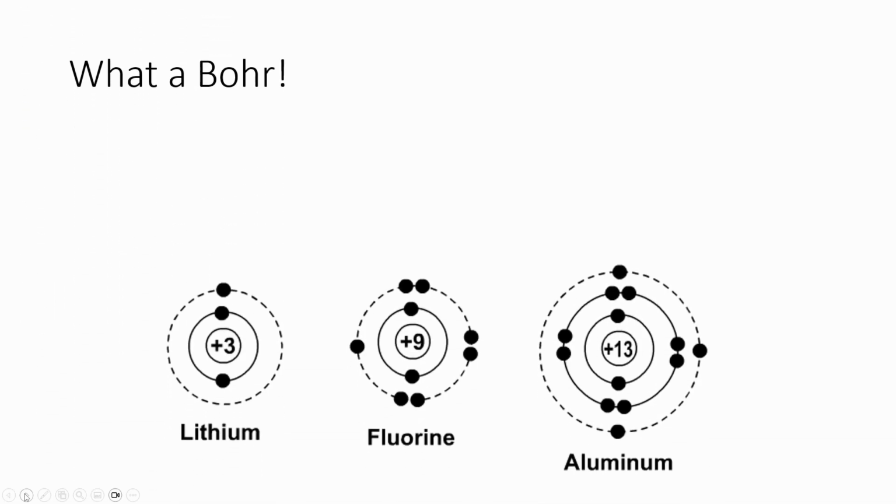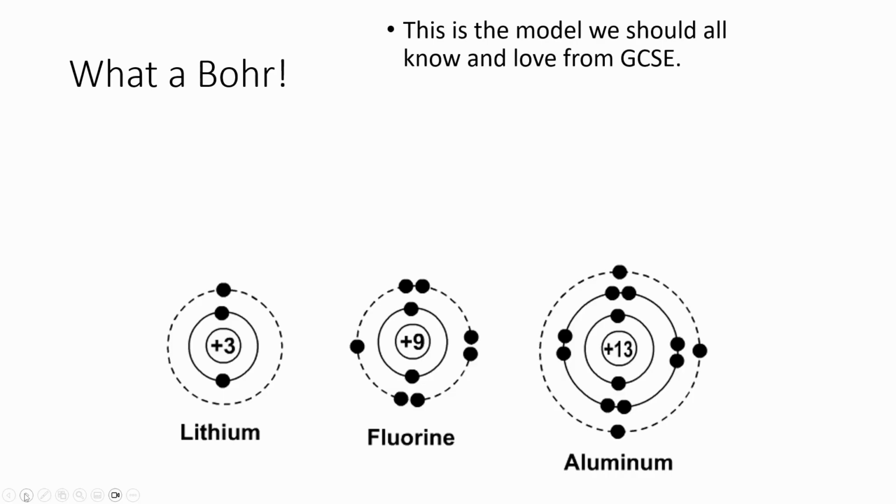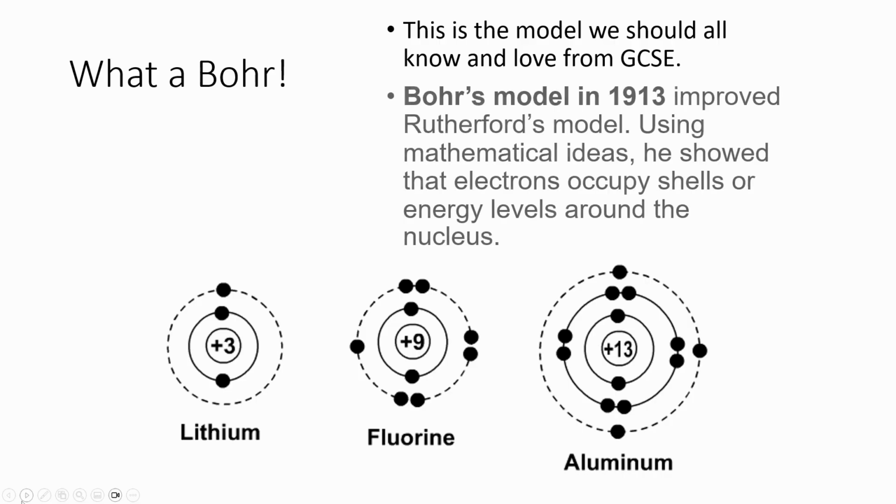Then came Bohr. This is a model that we should recognise from GCSE. So this was 1913. This improved Rutherford's model using more maths. And he showed that electrons occupy shells or energy levels around the nucleus rather than randomly whizzing around in a cloud.